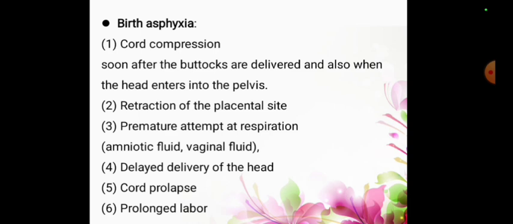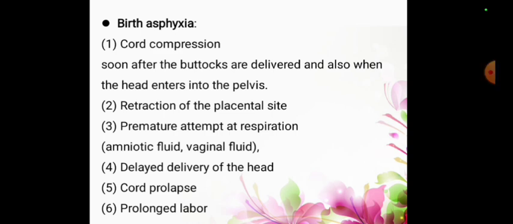Birth asphyxia due to cord prolapse and cord compression by the buttocks and the delivered part of the fetus, which is then compressed in the pelvis during delivery. Retraction of the placental site: after delivery of the trunk, there will be retraction of the uterine and placental sites, and the beginning of placental separation. Premature attempt at respiration: the fetal head will still be in the uterus and there will be a premature attempt at respiration, with aspiration of amniotic fluid and vaginal fluid.